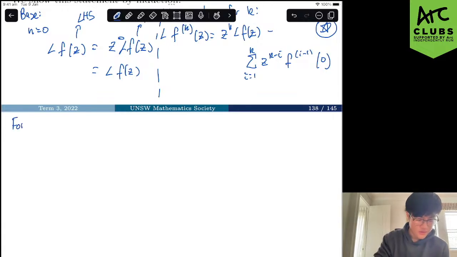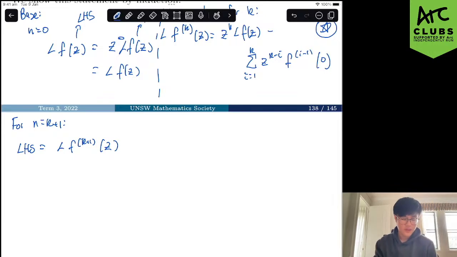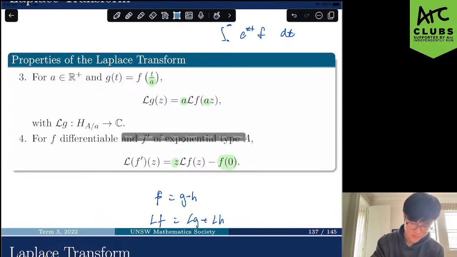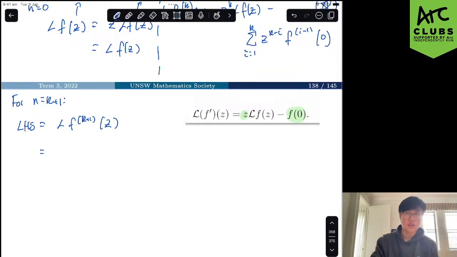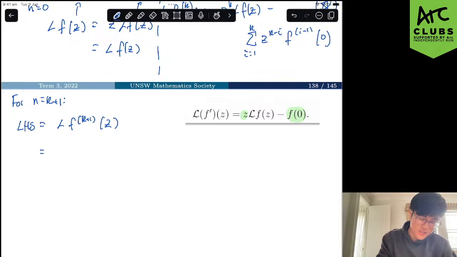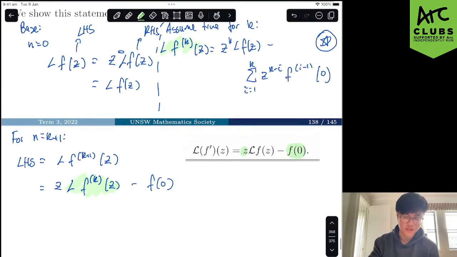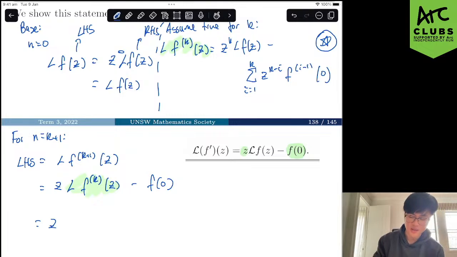So for n equals k plus 1, we have the left-hand side, which is L of f to the (k plus 1) of z. And then remember from one of the properties up here, we have this here. So what we can do is essentially use this and have this here. And then the next step is from our assumption. We have the Laplace of f to the k here and here. So from our assumption, we can sub in the right-hand side there.